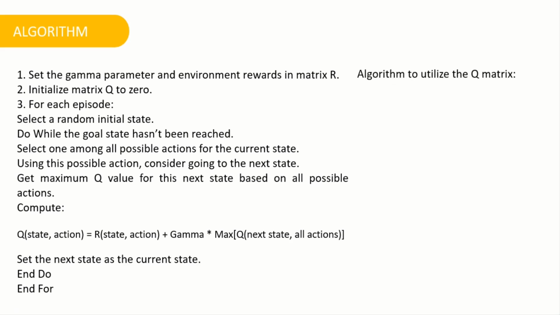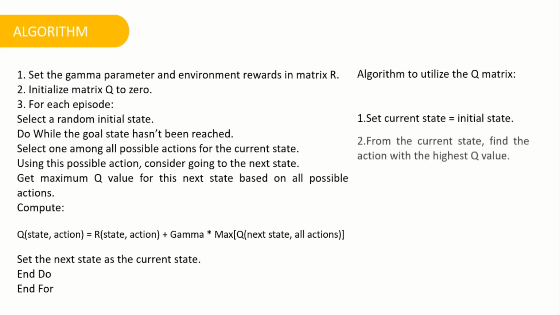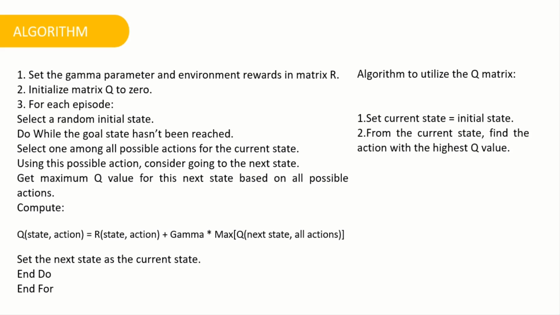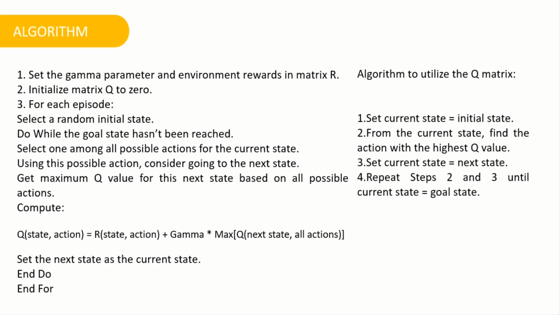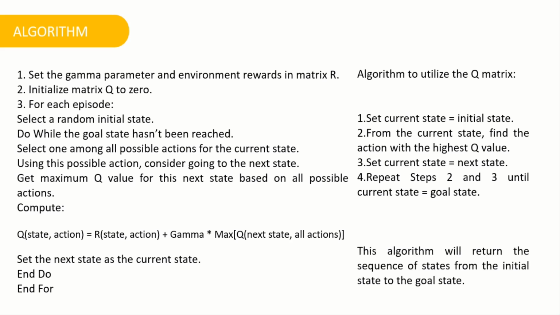Moreover, the next algorithm utilizes the Q matrix: set the current state as the initial state. After that, from the current state, find the action with the highest Q value and then set the current state equal to the next state. After that, we are going to repeat steps 2 and 3 until the current state becomes the goal state. And this algorithm will return the sequence of states from the initial state to the goal state.